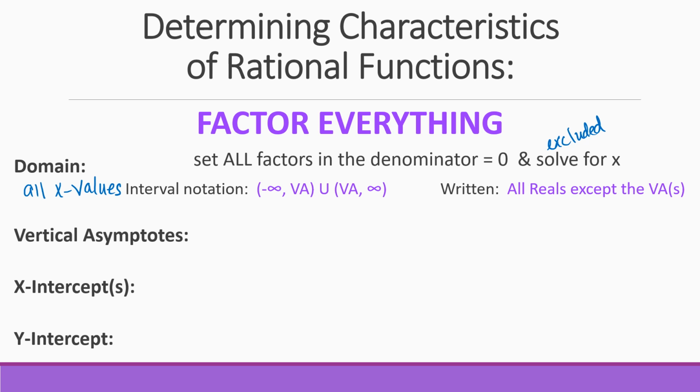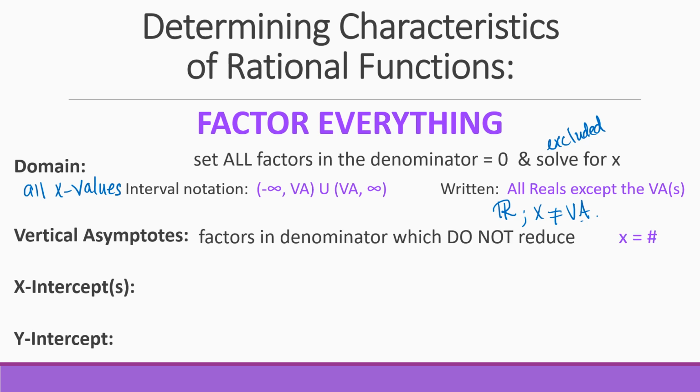In interval notation, your domain is written as negative infinity to the vertical asymptote, U for union, and then your vertical asymptote to positive infinity. If it is written in actual words, you can write all real numbers except the vertical asymptote. So you could say something like all real numbers, using this notation with the double R, except x does not equal whatever the value of your vertical asymptote is. So that's another way that you can have your domain written.